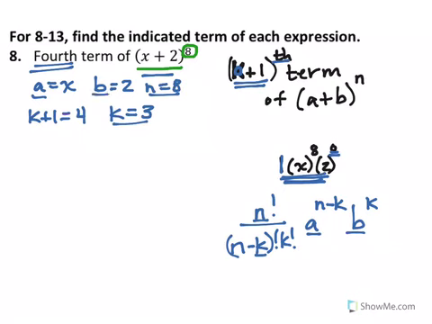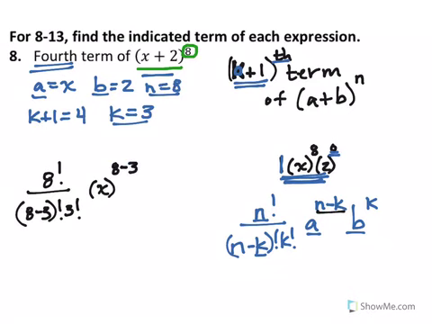So here we go. n is 8, so I would say 8 factorial divided by (n minus k), which is (8 minus 3) factorial, times k factorial, which is 3 factorial. And a, again, is x raised to the n minus k, which is 8 minus 3. And then b is 2, so 2 raised to the k power, which is 3. All I have to do here is simplify now.